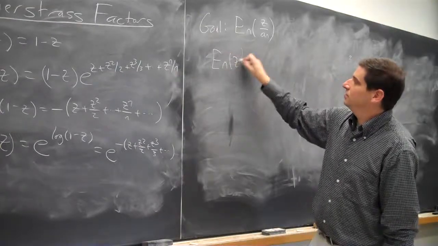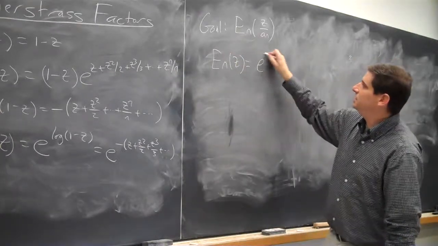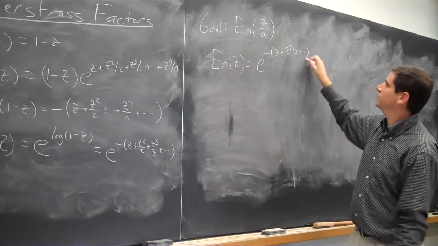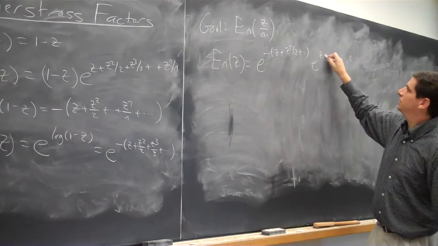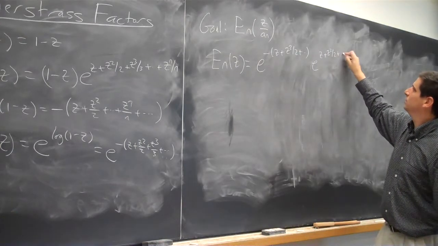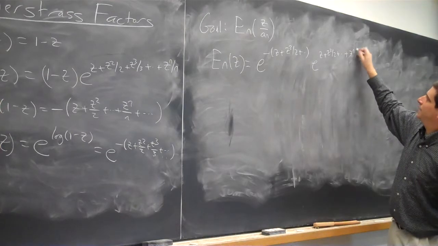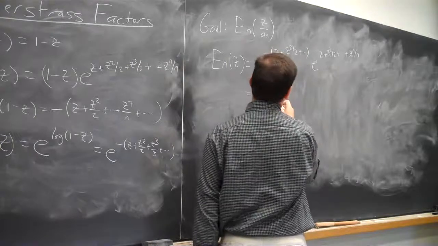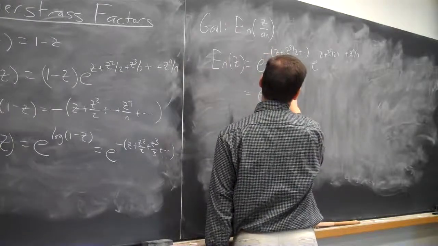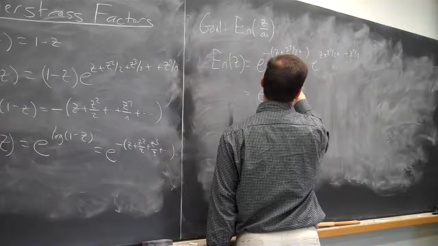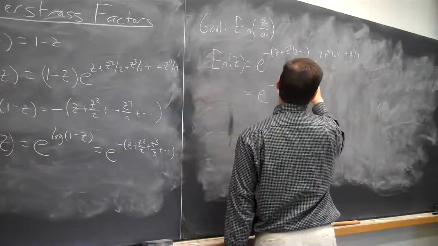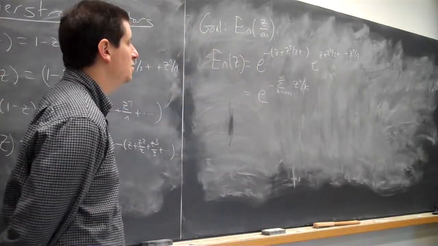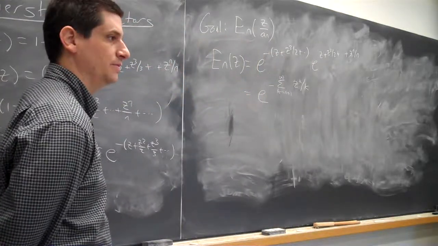So en of z is going to look like e to the negative z plus z squared over 2 plus dot dot dot times e to the z plus z squared over 2. But here, I stop at z to the n over n. And so now, when the dust settles, I have e to the negative sum k goes from n plus 1 to infinity of z to the k over k. And the question is, how large can that sum be?